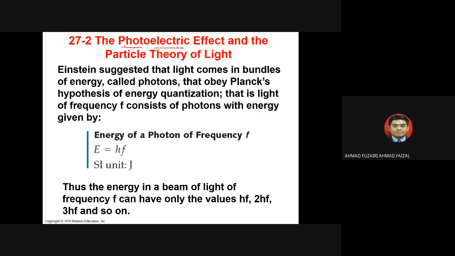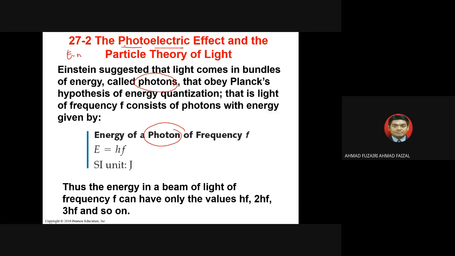Einstein suggested that light comes in bundles of energy called photons. For those who may not know, this is not proton, it's a photon. A proton means a positive charge, and a photon means light comes in bundles of energy. So Einstein took the hypothesis of energy quantization, where we can calculate light in terms of energy packets.